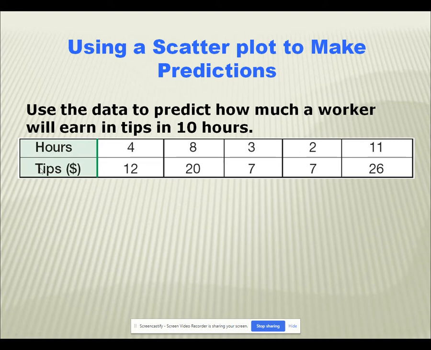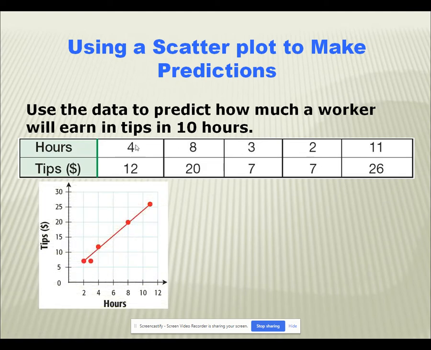All right. You can also use scatter plots to predict what's going to happen at other places in the graph. For example, if I graph these, the hours and tips, so you've got somebody who worked 4 hours, made $12, 8 hours, made 20, 3 made 7, 2 made 7, 11 hours, and they made 26. They then drew the line of best fit.